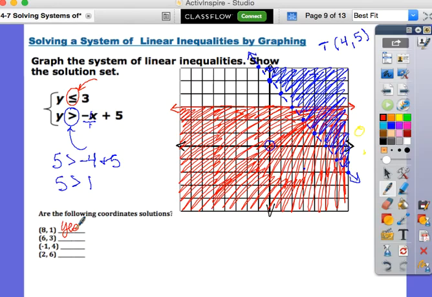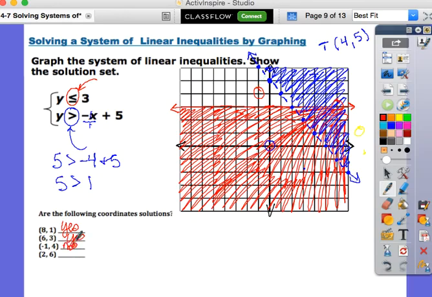How about 6, 3? Yes. That's right here. That is on the line. Since it's a solid line, you can say yes. If it was a dotted line, it wouldn't be a solution. Okay? So yes. Okay, negative 1, 4. Right here. Is that a solution? Is that in the shaded, double up shaded area? No. So that one is not a solution.